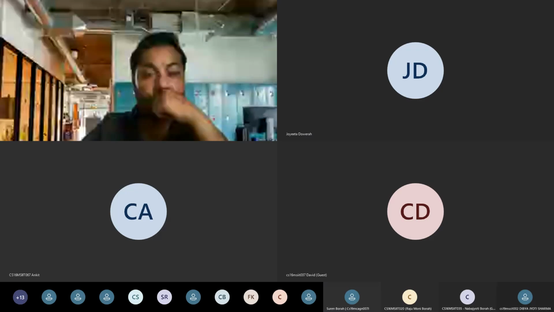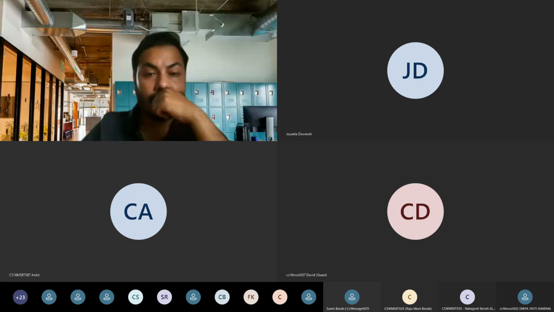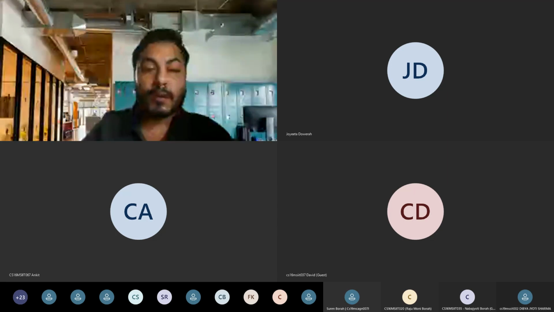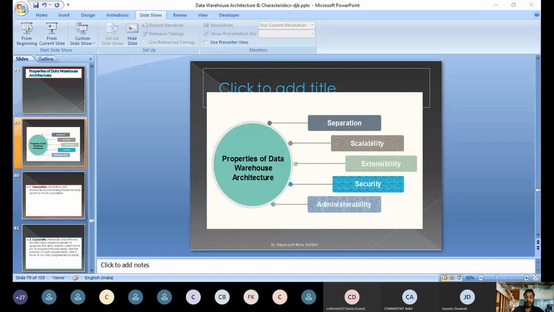In the last class, we were talking about the properties of data warehouse architecture, right? But I have gone through the question asked in the last lecture. It's very good that many of you have attempted the question and answered it correctly. But still, some students have not attempted the question, so that is not good. You should attempt the questions that have been asked in the lecture. So let's start the class.